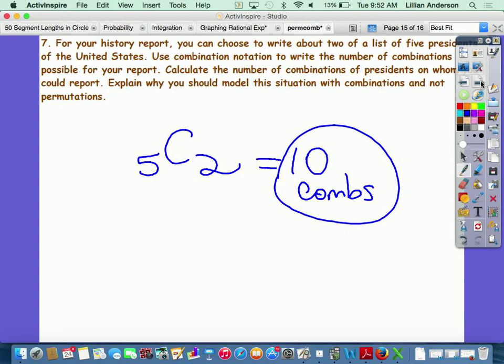Now, if I give you a deadline and I say, you have a project and the first president you need to write about is due by August, the 2nd president is due by September, the 3rd president is due by October, then in that case, order does matter, because you have a deadline. And so you want to do the first one, then the 2nd one, then the 3rd one.